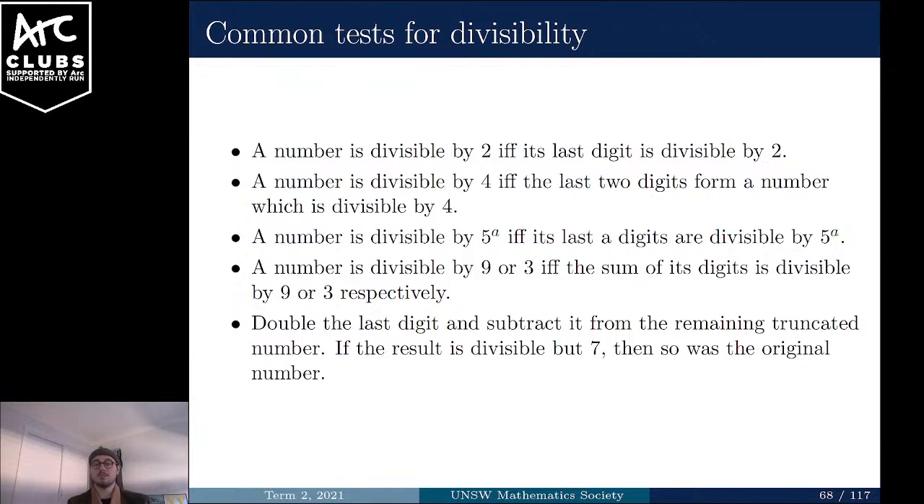And then the test for 7 is a bit tricky. So you double the last digit, you subtract it from the remaining truncated number. If the result is divisible by 7, then so is the original number. So this one's got a bit of an algorithm to it. I'm sure there's probably some other way to do it, but I don't know if it's any less algorithmic. This is the one that's recommended in the lecture notes.